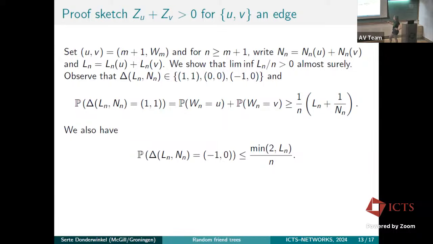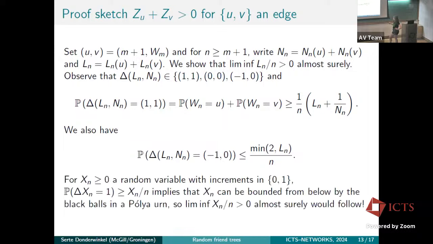That's bounded from above by the probability of picking U or V, full stop, which has probability 2 over n. If the number of leaf neighbors is below 2, then you can also bound it from above by L_n over n to make it even smaller. We have this change of L_n is bounded from below by L_n over n.